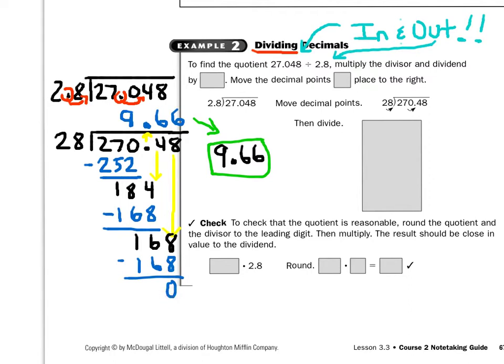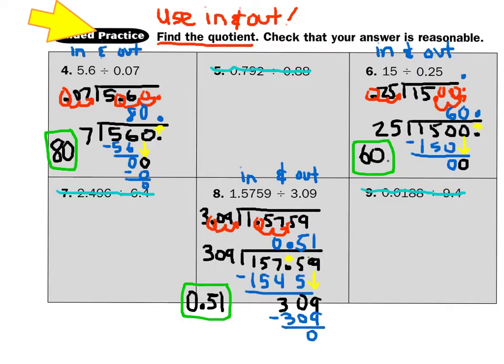So now, before I box my answer, I look back at the problem. A positive divided by a positive gives me a positive answer, and I box my answer. Okay, so let's practice when it says find the quotient. Remember, that's division, and we're going to use the in and out trick. So notice on number 4, they gave me 5.6 divided by 0.07, in and out. So I put the 5.6 on the inside of the division house and the 0.07 on the outside.